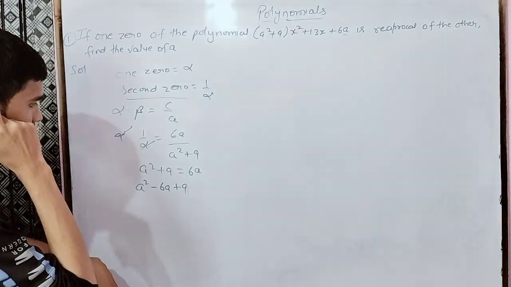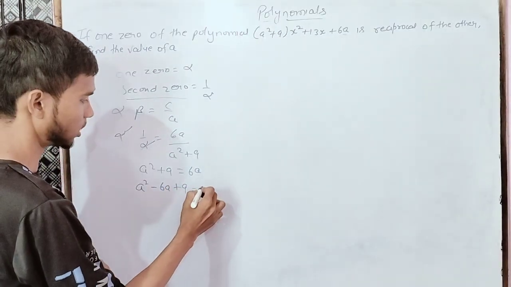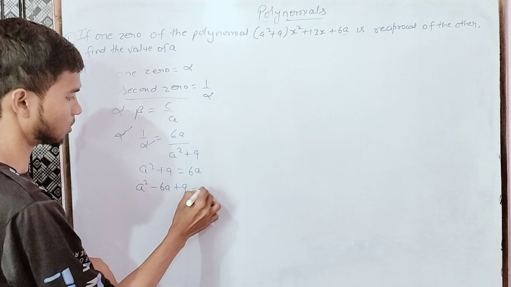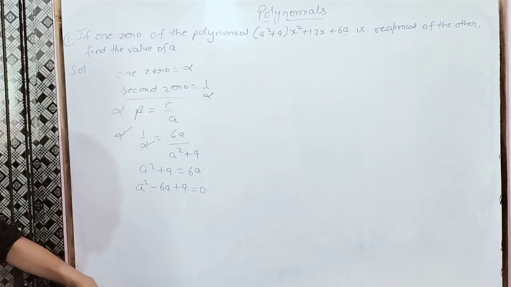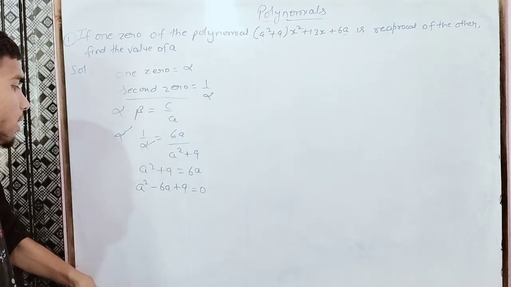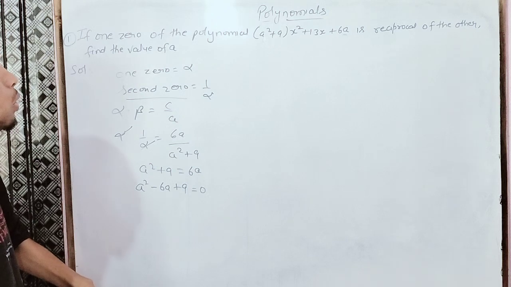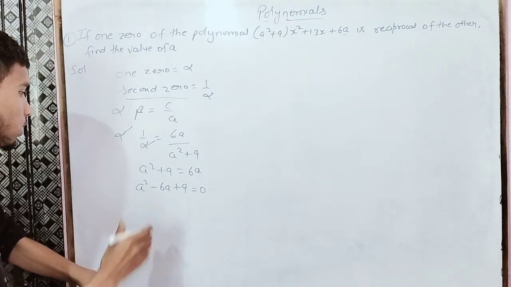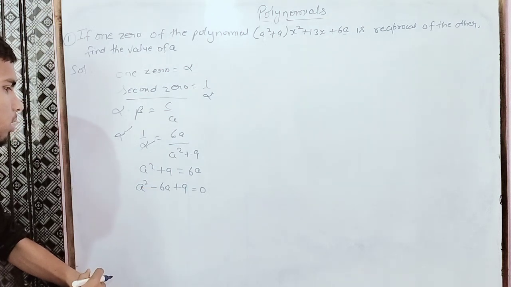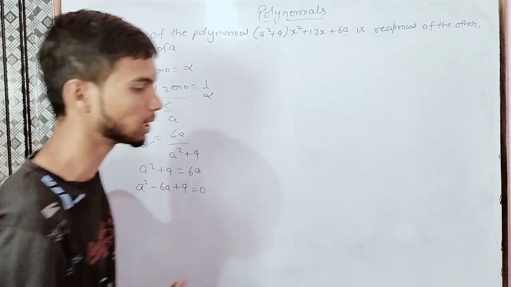Okay, so here it will be equal to 0. Now from here we will find the value of a. How to find? By finding zeros.